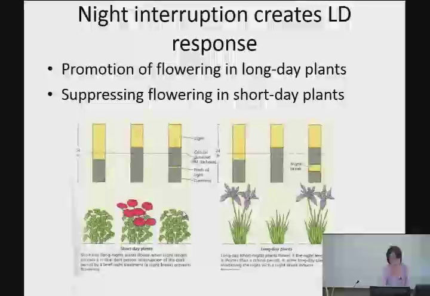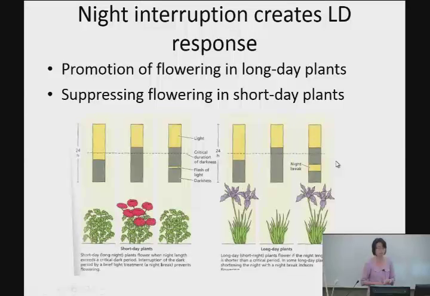Even though the day length is shorter than critical. Same thing for long day plants. Longer day they flower, shorter day they don't flower. If you apply night interruption, because the night length is equivalent to the long day situation, therefore long day plants flower. So this night interruption technique is applied a lot in floriculture.